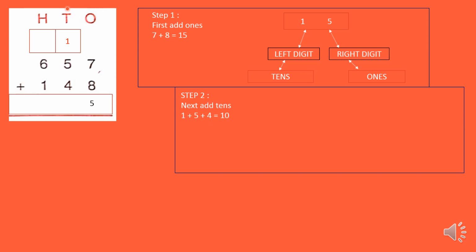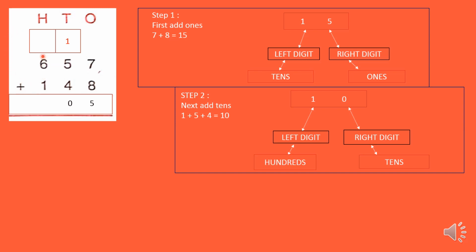So how many tens are there? 10 tens are there. How do we have to write that 10? Always the right side digit will be under the tens column. Always the left side digit will go up for carry over, or will be under the hundreds column. So we are writing 1 here. We are writing 0 under the tens column. We are writing 1 under the hundreds column in this box.